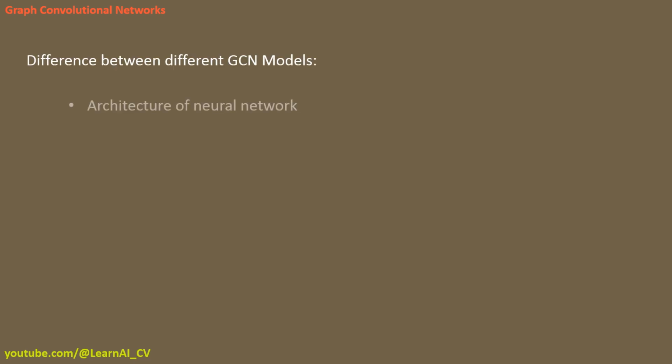The design of the neural network, the aggregation function, and the selection among neighbor nodes distinguish one architecture of GCN model from the others.